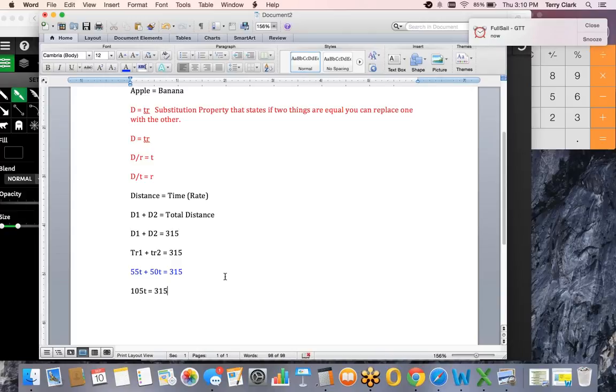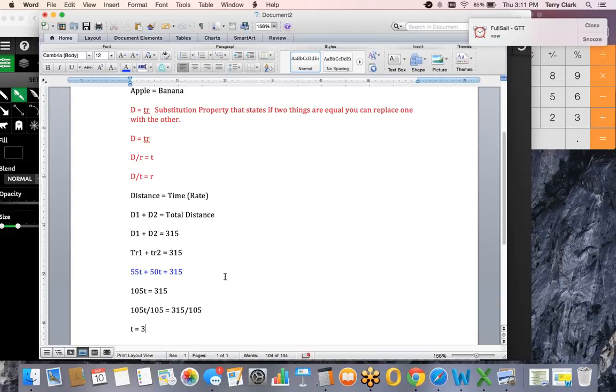We added the 55 and the 50, and the reason why we can do that is because they're both t's. Now the last step is going to be to divide both sides by 105. We divide this side by 105 too. All we're doing at this point is undoing the operation, getting rid of the multiplication by 105 with division by 105. So we get t, and then t equals 3.